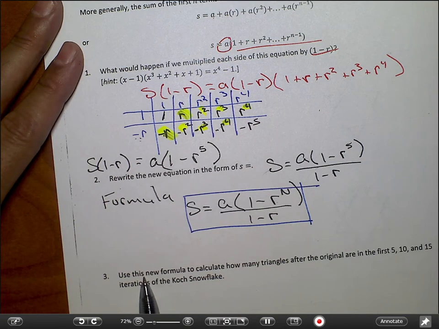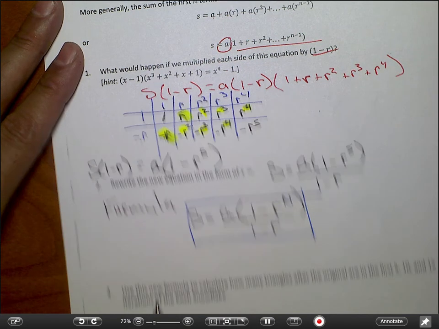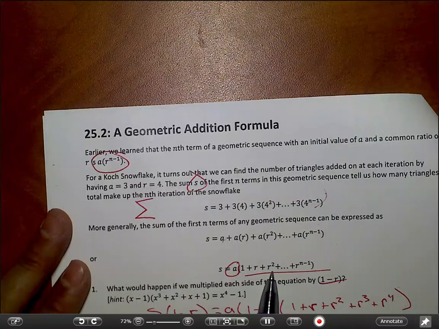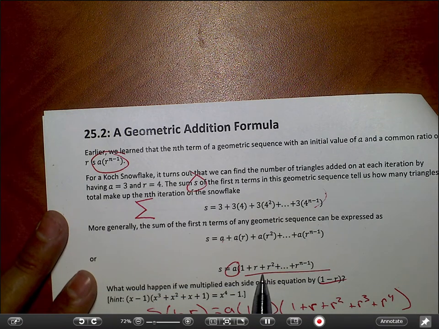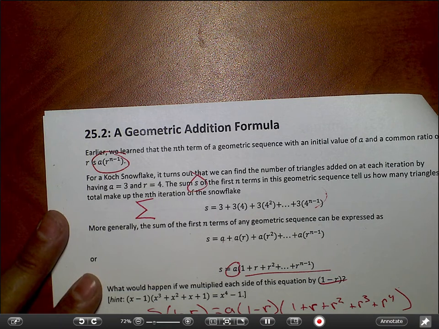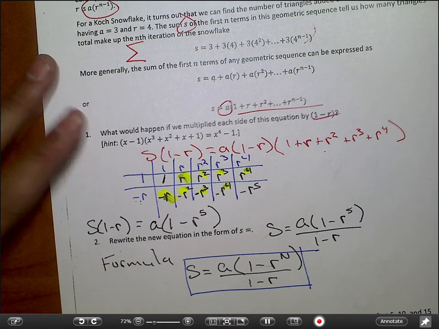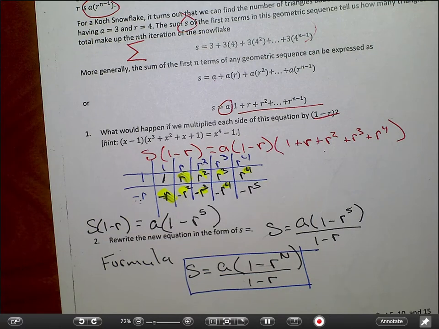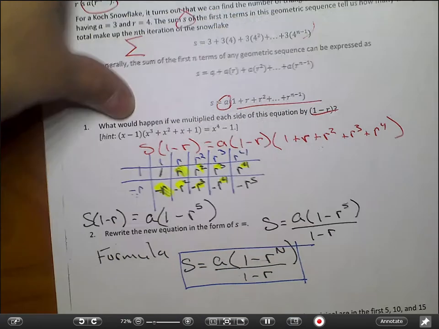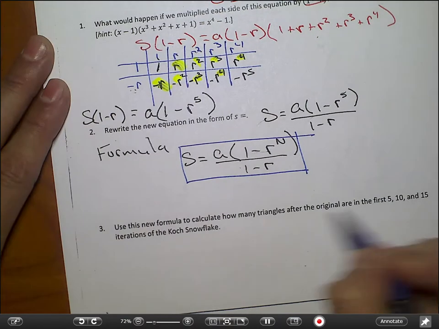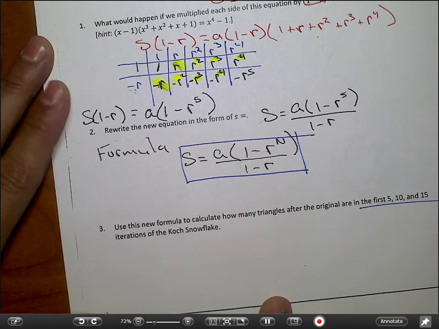So n minus 1 is a pain, so we should do this instead. All this right here is a super pain, right? All that stuff that we did back in the first unit to eventually get to that form, we could just do it as a sum from here. So, long way about it. This is the part that we should have just started off with. Anyway, use this formula to calculate how many triangles after the original are in the first 5, 10, and 15.